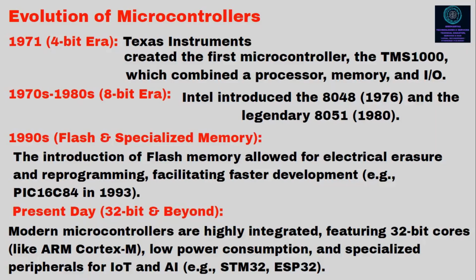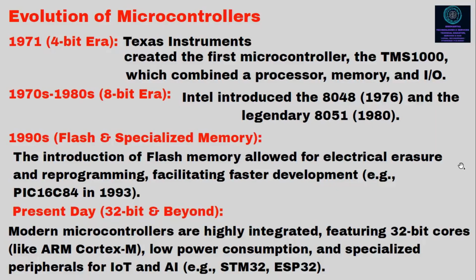In 1990, the development happened in flash, specialized memories. Introduction of flash memory allowed electrical engineers a programming facility and faster development, like PIC controllers, PIC 16C84 in 1993, a very famous and old controller. Present day, we all have 32-bit or beyond microcontrollers. We call them modern microcontrollers, highly integrated, featuring 32-bit cores like ARM Cortex-M microcontrollers, low power consumption and specialized peripherals for IoT and artificial intelligence. Examples you can give are STM32 and ESP32.